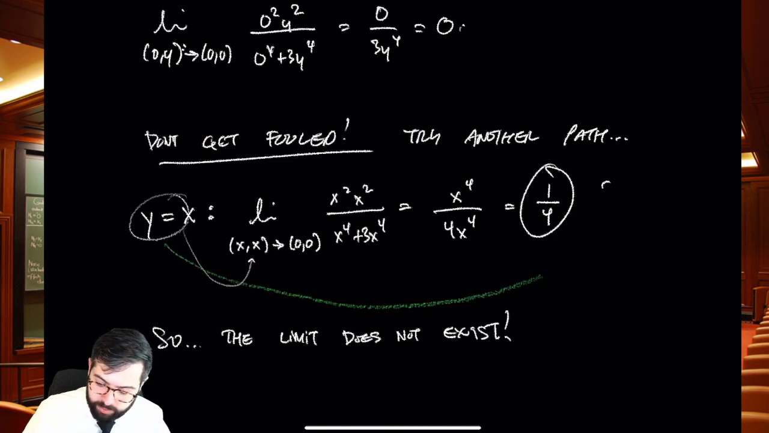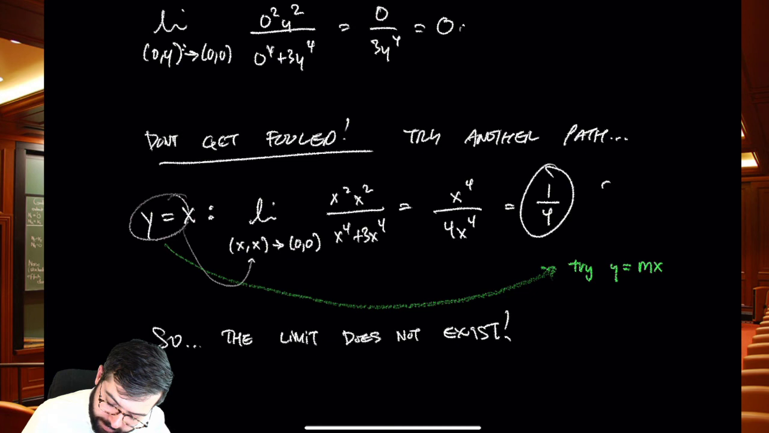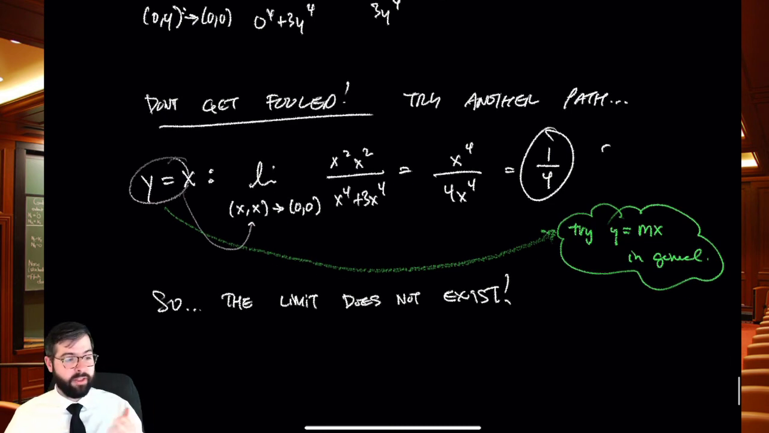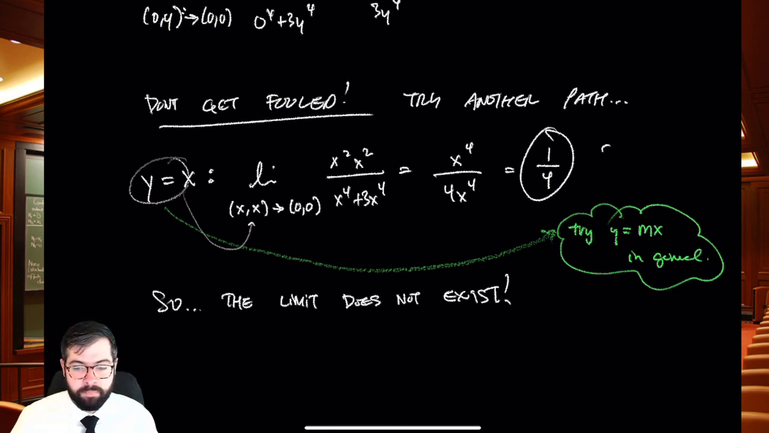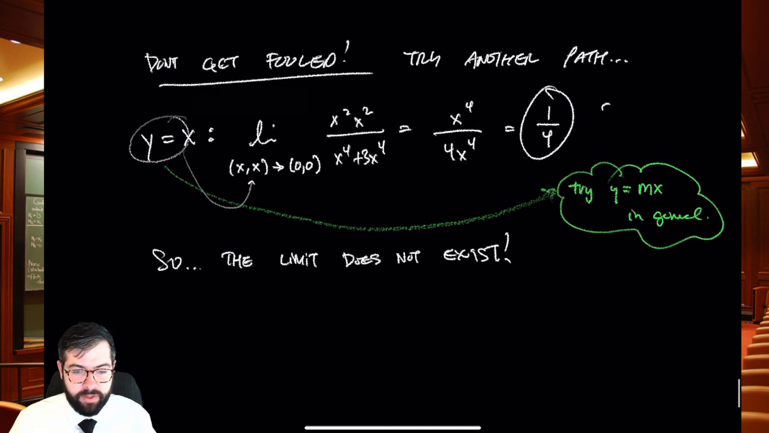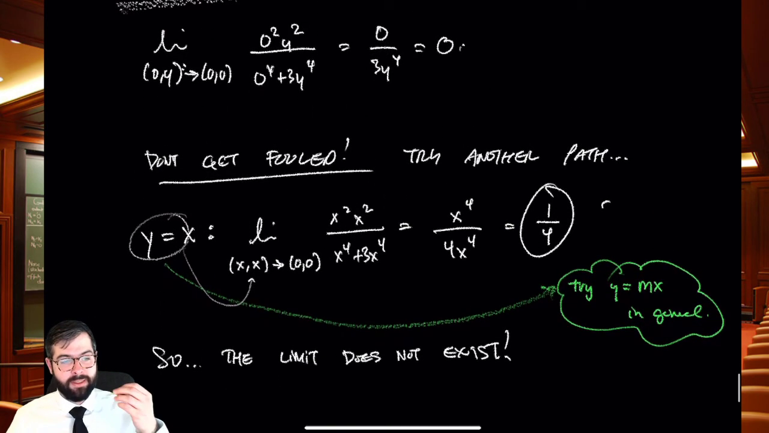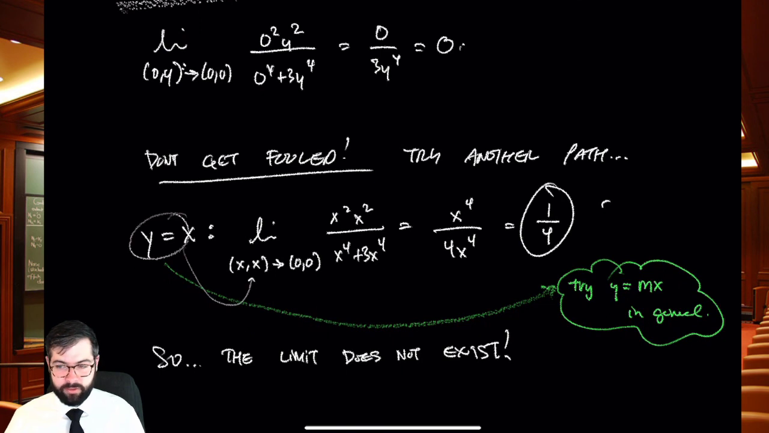And so I'll say over here, you could try y equals mx to be more general too, and just leave m as a constant and see if anything pops up as an issue. So this is a way to disprove that a limit exists.